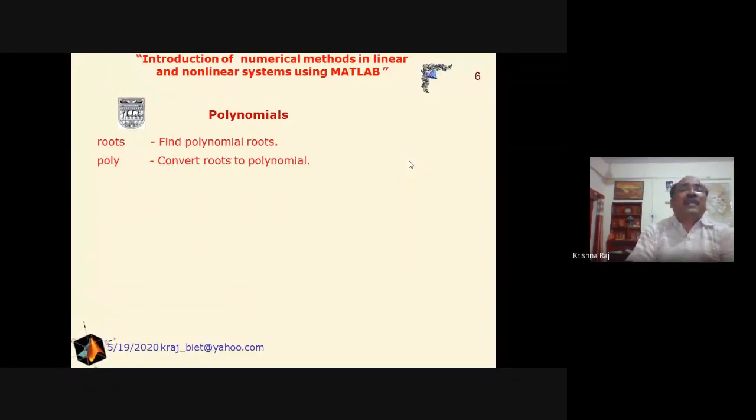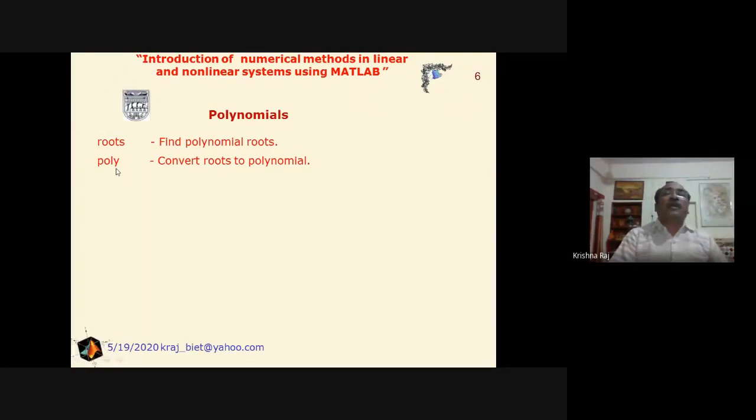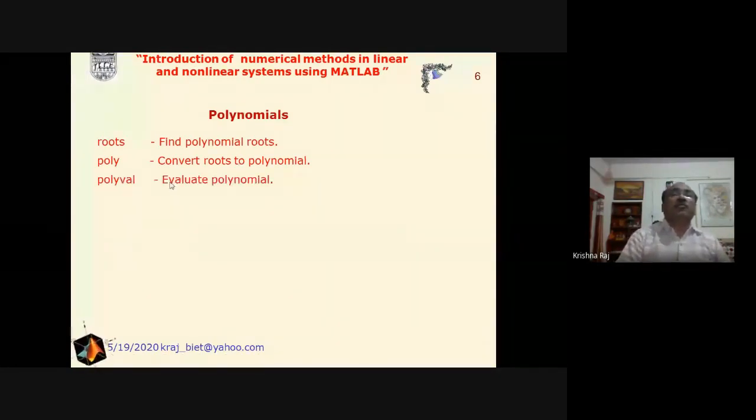So these are the commands here. The roots command will be used in order to get the roots of the polynomial. And if we are aware of the roots, then to derive the polynomial we write poly, and this will convert the roots to the polynomial. That is, we will get the coefficients here, and now we can write the polynomial.